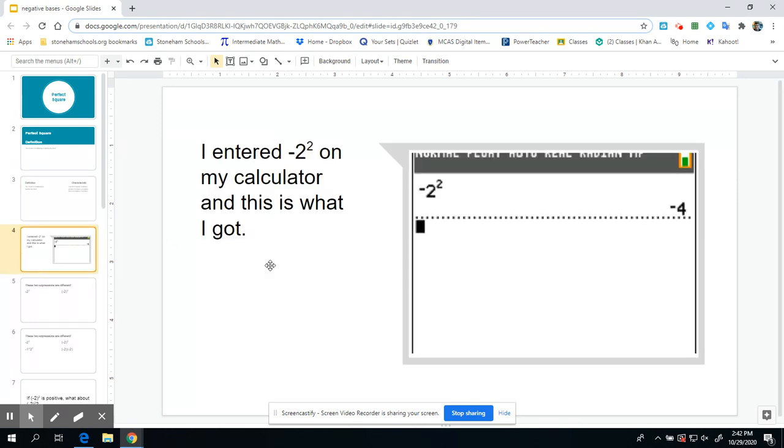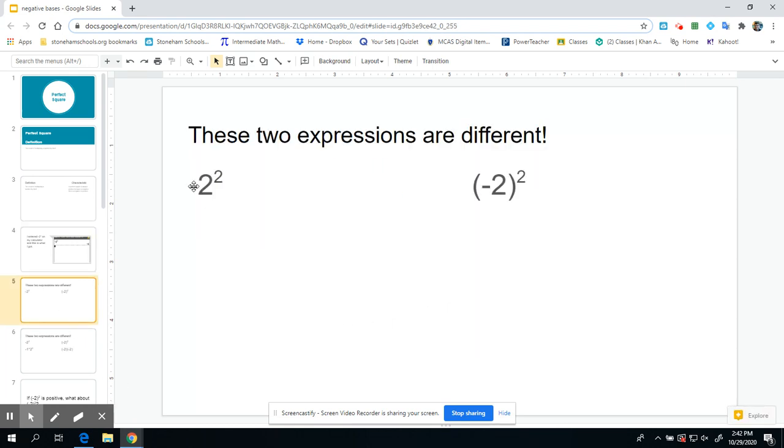I entered -2 squared on my calculator, and this is what I got. I got a -4. This surprised me because I knew that perfect squares are positive, right? Well, -2 squared here is different from the expression I see here. You might think that this also says -2 squared.